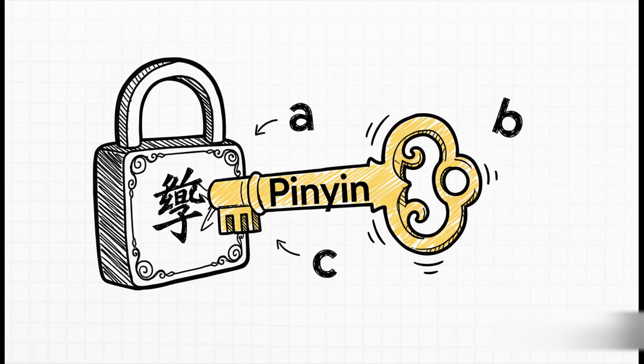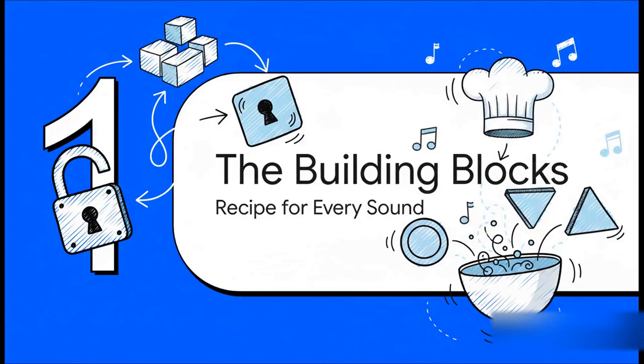It's an amazing system called Pinyin. You can think of it as the official instruction manual for pronouncing Mandarin Chinese. And the best part is, it uses the letters you already know from the English alphabet. It really is the key that unlocks every single sound. So how does this key actually work? Well, every single sound in Mandarin is made from a surprisingly simple recipe. It's just 3 core building blocks. Let's dive in and see what they are.